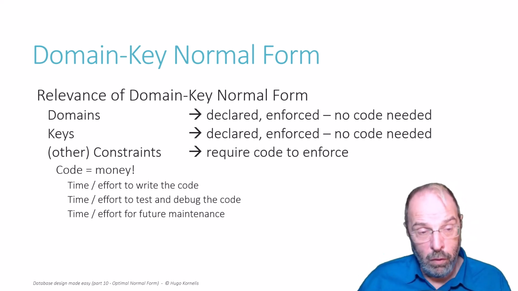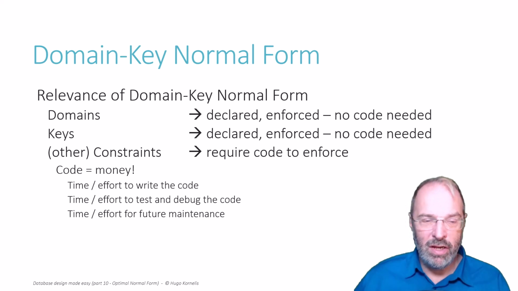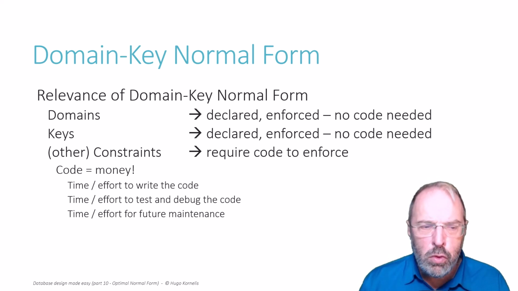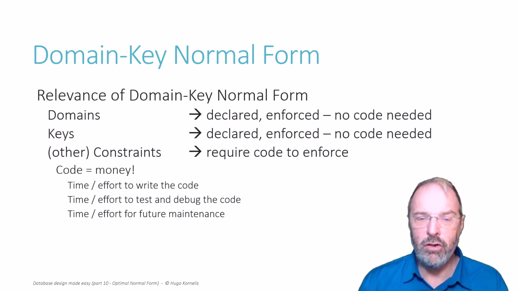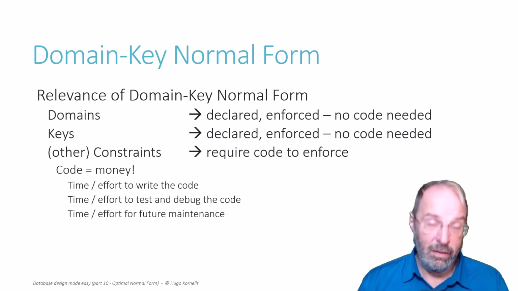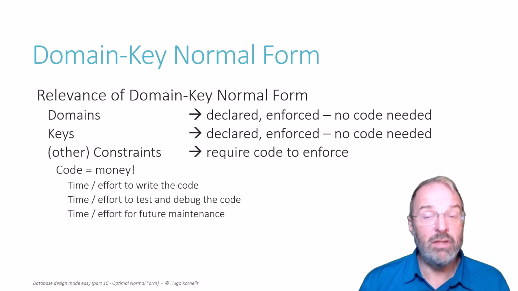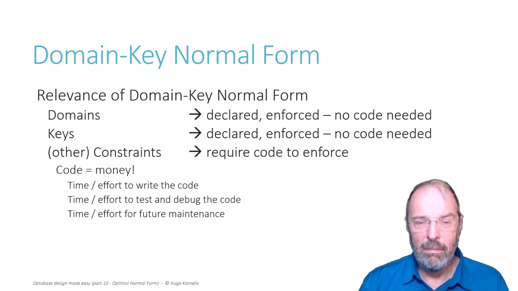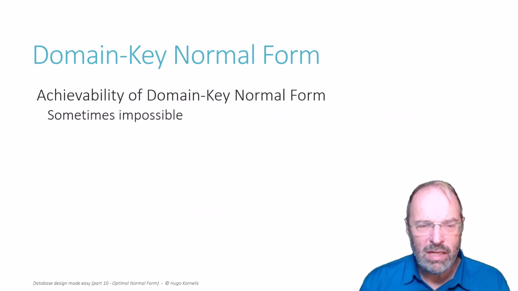Domain key normal form means that you lose that entire category of other constraints. All the constraints are implied by the domains and the keys. You don't have to write any code ever. That is the theoretical idea. But in practice, it turns out that domain key normal form is not always possible.